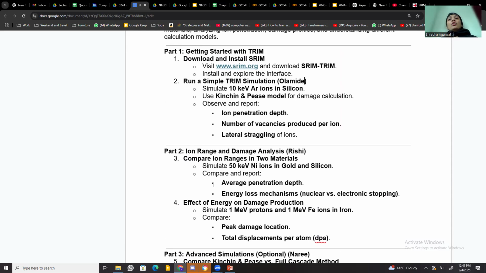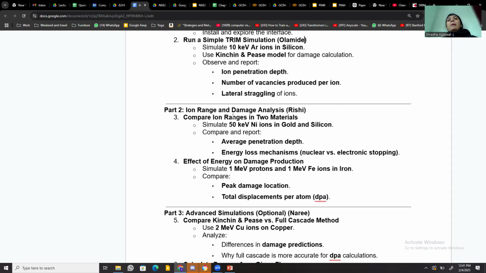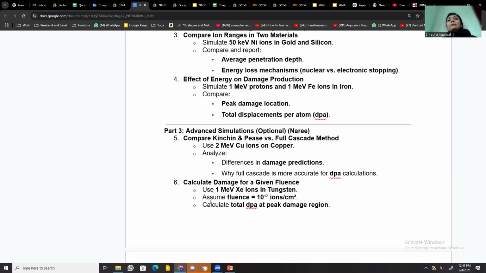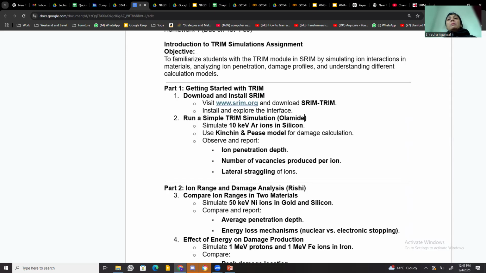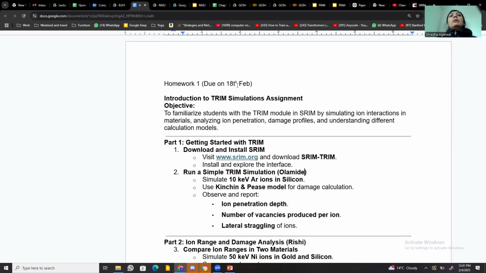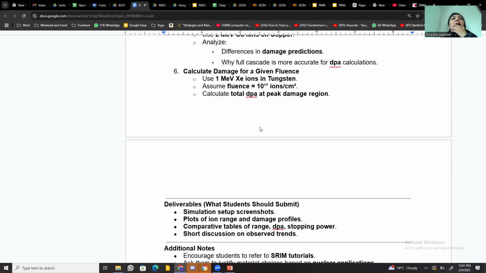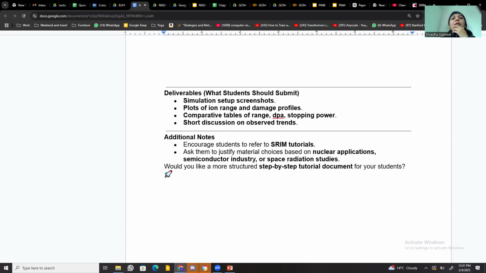Then Rishi can show this part, and Nari can show this part. And Olamide, if you can show this part, fine. If you don't, then show this part to me in a personal presentation. It is fine, because I don't want to create that kind of pressure. But this will be dictating your homework. And I share everything in the Google Drive.